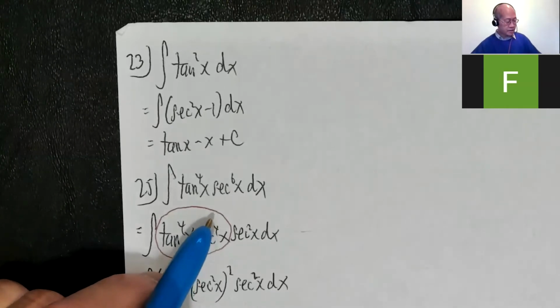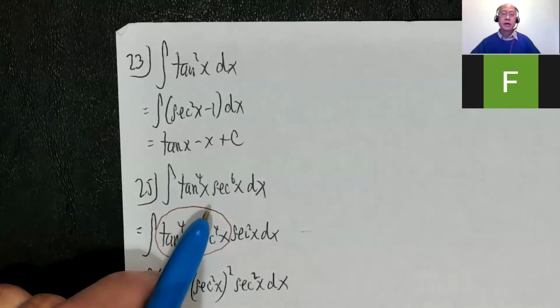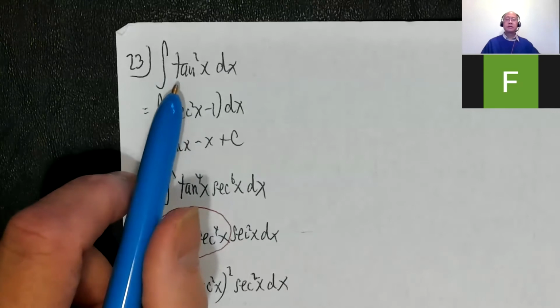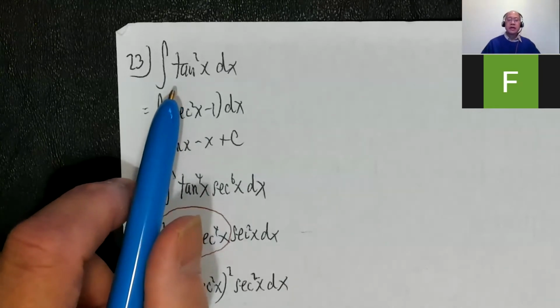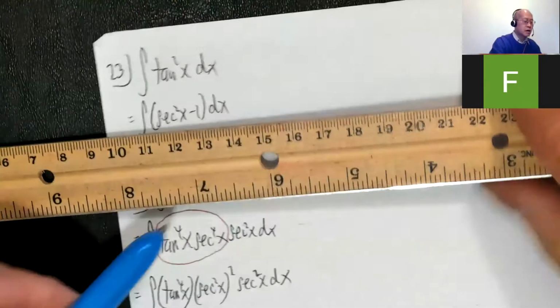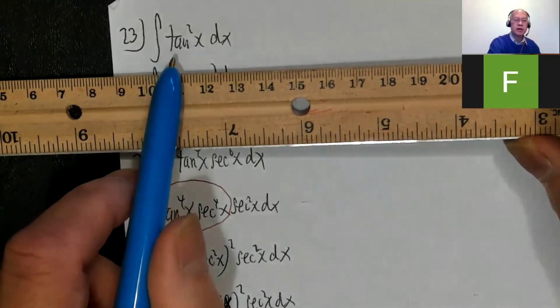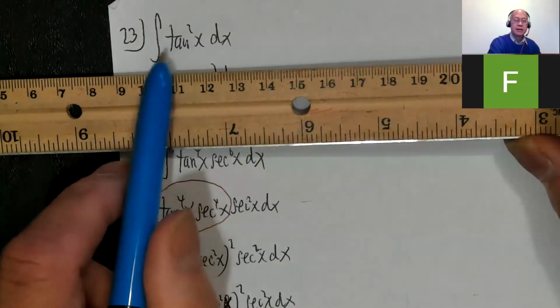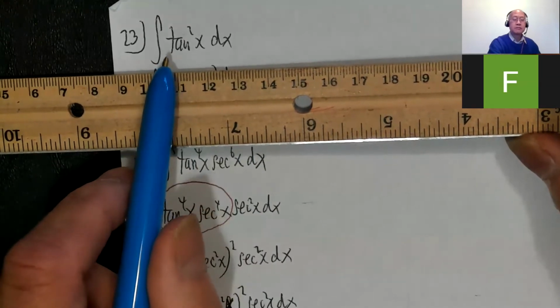Okay. 23 is a little bit different. Integral of tangent squared x. There's actually an easy way and a hard way to do it. Here's the easy way. If you try to do anything else, you'll probably get lost. Like if you try to do sine squared over cosine squared, you got squareds in there and you try to change it to your identities, it's not going to help.